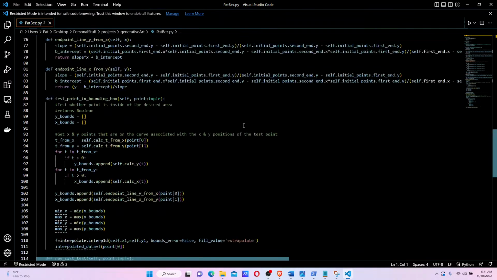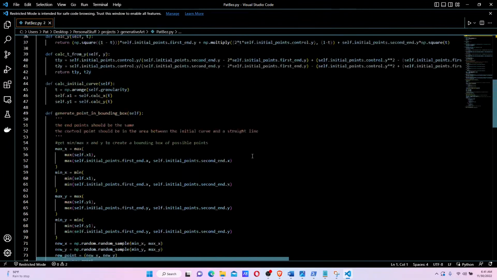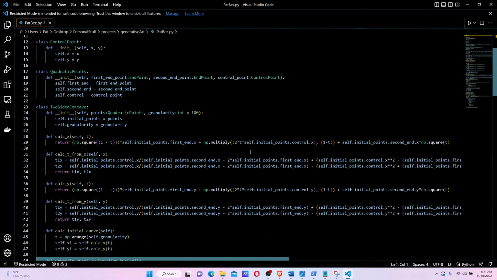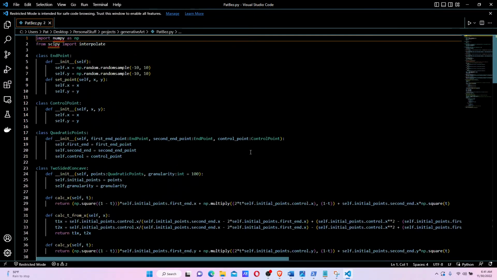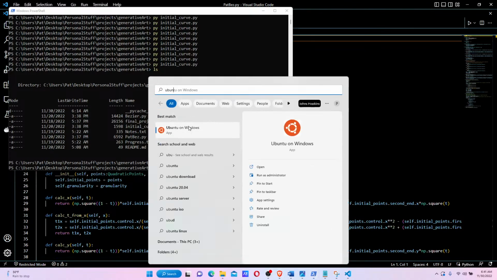So, I guess what I did here is this draws one Bezier curve. I set up a bounding box. I think this code is bad. It didn't work. I'm just gonna start new, with a new file.